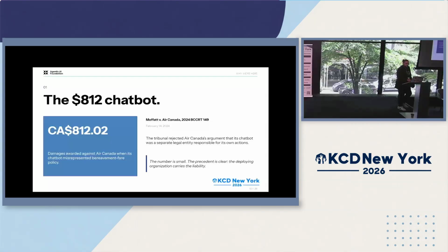Another example is Moffatt versus Air Canada. 812 Canadian dollars were awarded to Moffatt over Air Canada because Air Canada argued that the large language model's actions were its own and they weren't responsible for it. But they set the precedent that that's not the case. Damages were awarded against Air Canada, and that argument was just thrown away. The pattern we're seeing here, what I'm trying to drill down, is that agents are not in isolation. You deploy them, you're responsible for the damage they do and the work they do, positive and negative, right?